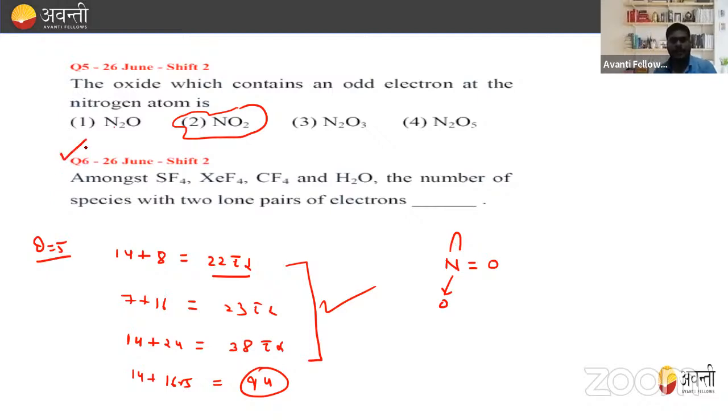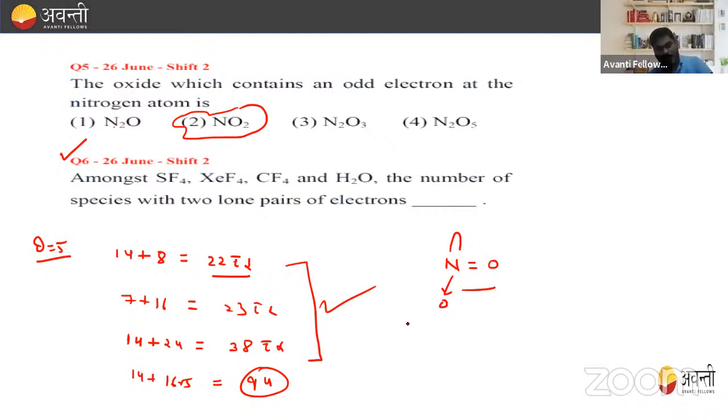Now, next question, question number 6. They are asking, among SF4, XeF4, CF4, H2O, the number of species with 2 lone pairs of electrons. Many questions were coming on VSEPR theory, just to find the number of lone pairs, shape, and number of bonds. They are very important questions, and also very easy. Once you understand the concept behind this, you can easily solve such questions. We have to calculate the species having 2 lone pairs of electrons.